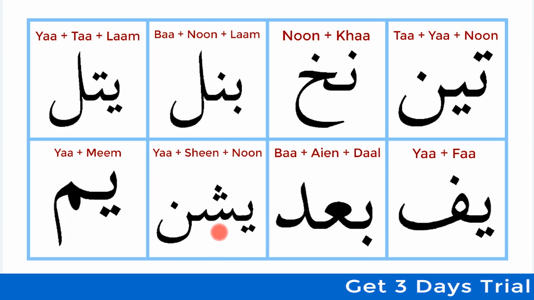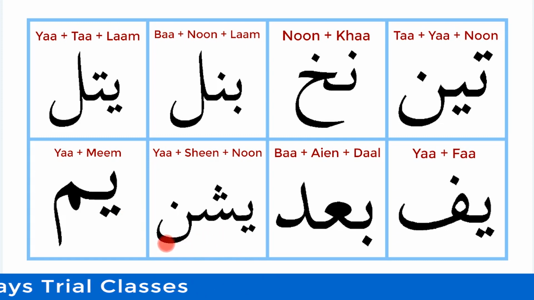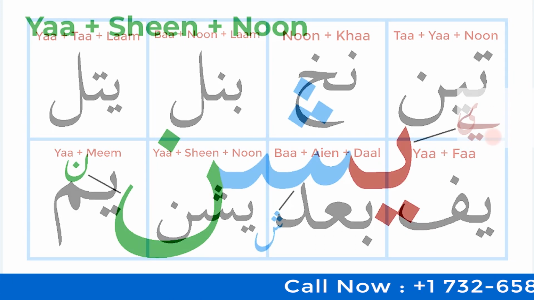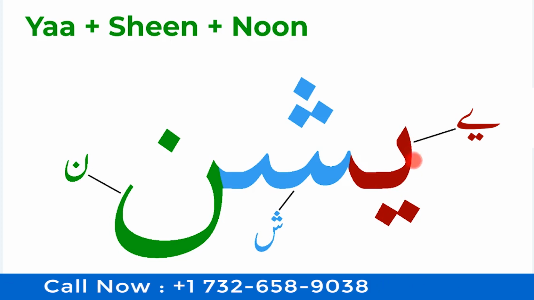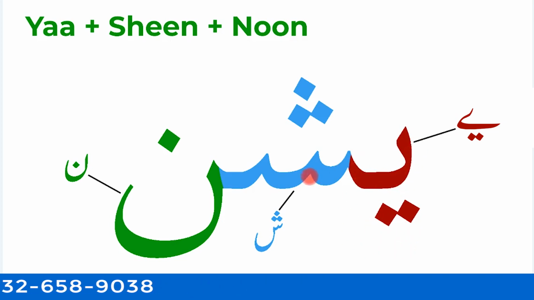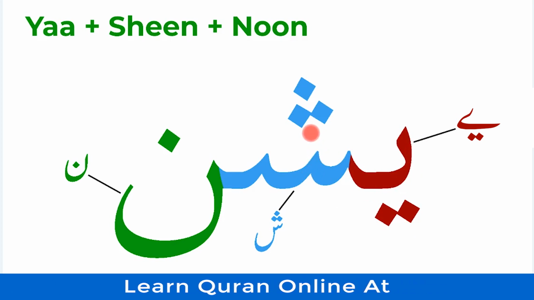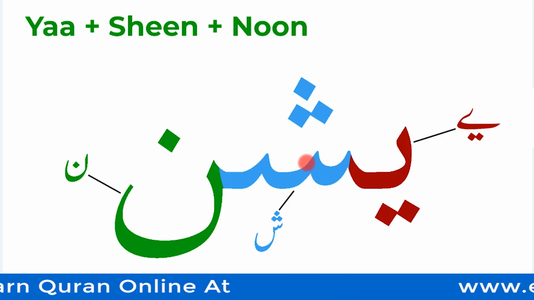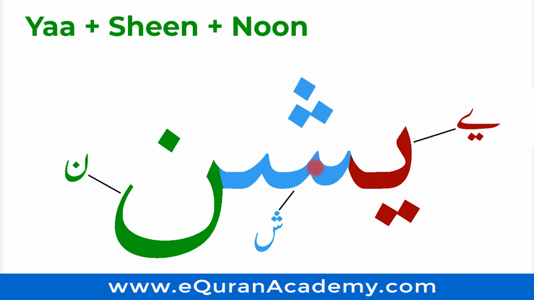Ya Shin Noon. This is single Ya. When we write Ya in words, Ya will be written like this. Ya has two dots below, and Sheen has three dots on top. You must know Sheen has three dots on top. If you don't know Sheen's dots, you cannot recognize this letter. You must know Sheen has three dots on top.